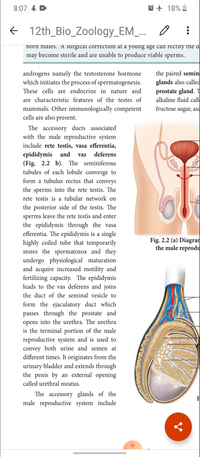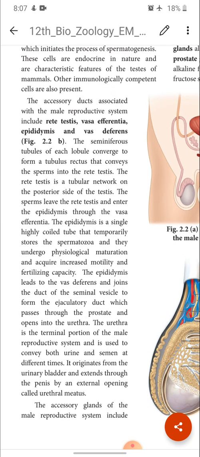Okay, and the next one is the epididymis leads to the vas deferens. Okay, next to the epididymis, as I said, it leads to the vas deferens and joins the duct of the seminal vesicle to form an ejaculatory duct. So this vas deferens joins with the seminal vesicle to form a duct called the ejaculatory duct, which passes through the prostate and opens into the urethra. This ejaculatory duct passes through a prostate gland.